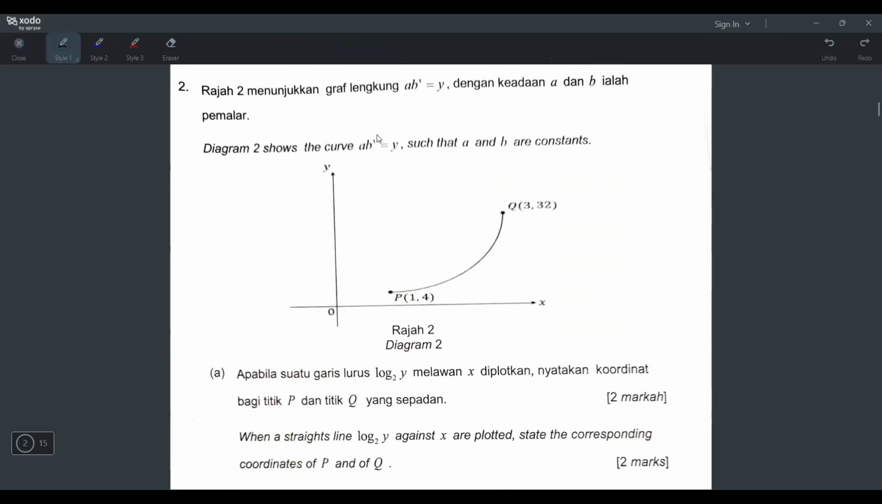Number 2, diagram 2 shows the curve y equals ab power x, such that a and b are constants. So we can see this is not a straight line, okay? So it's not a straight line, it's a curve, right? So definitely this equation is not in linear form.